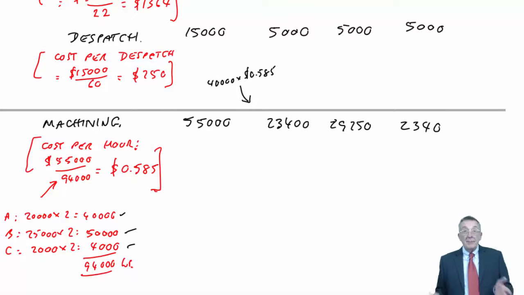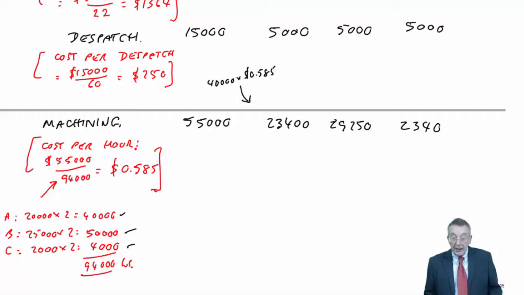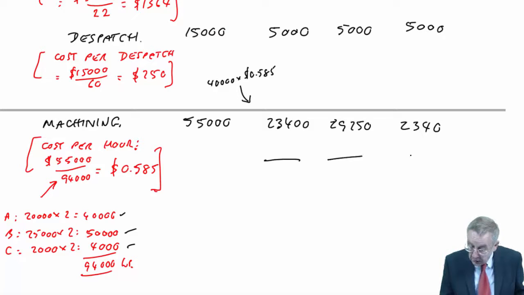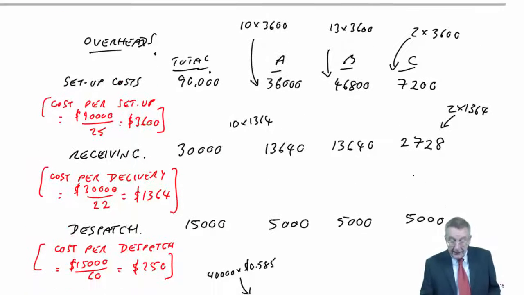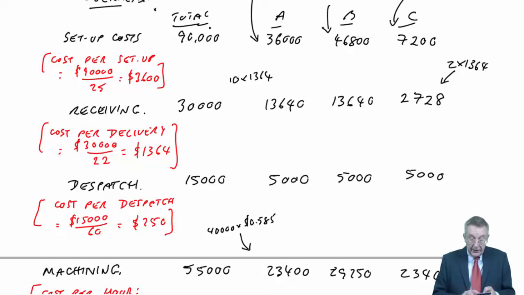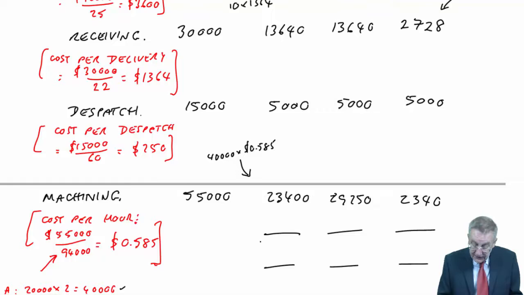Okay, well, now we've split all the overheads between the products, so the total overhead for each product comes to, so I can do my additions right. For A, 36,000, 13,640, 5,000, 23,400. A total of 78,040.